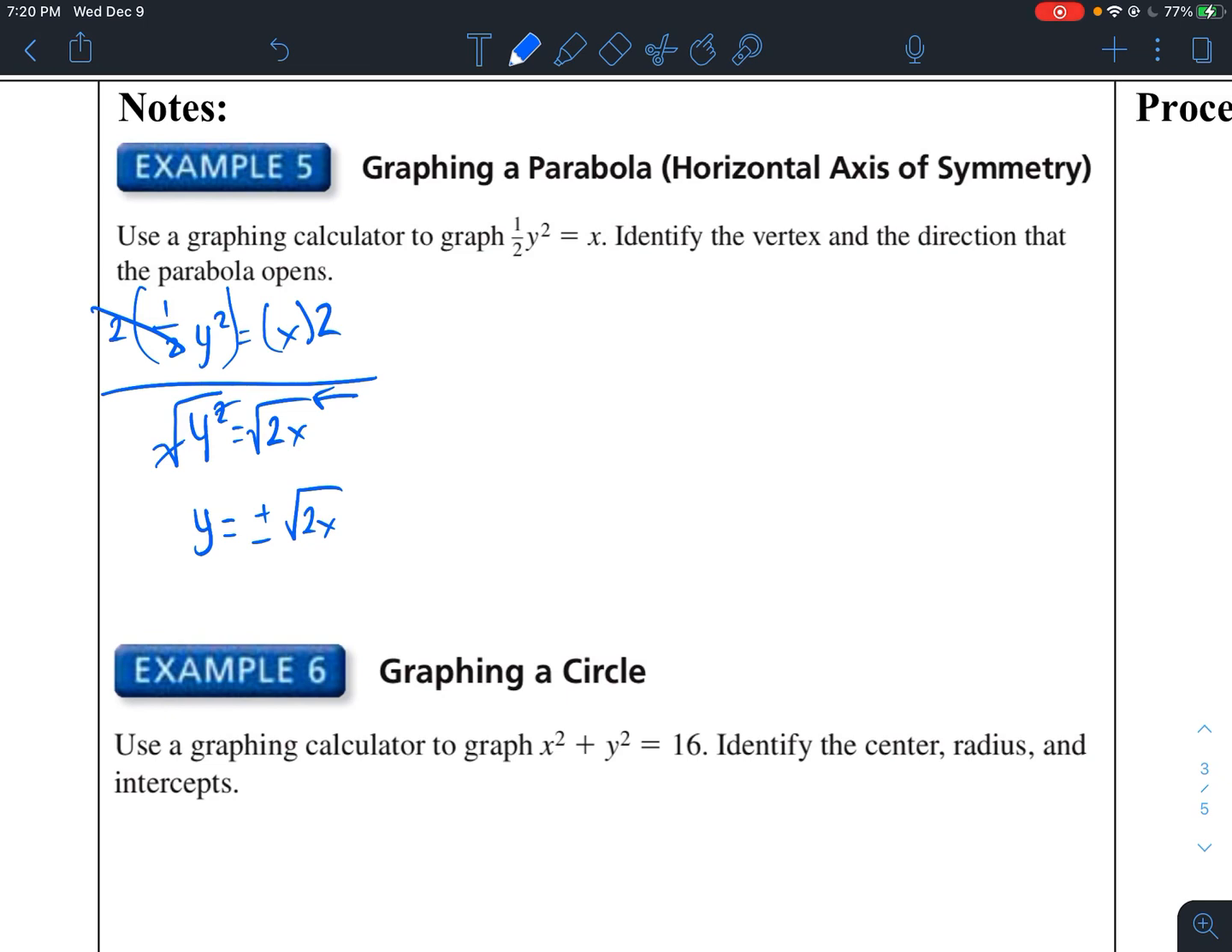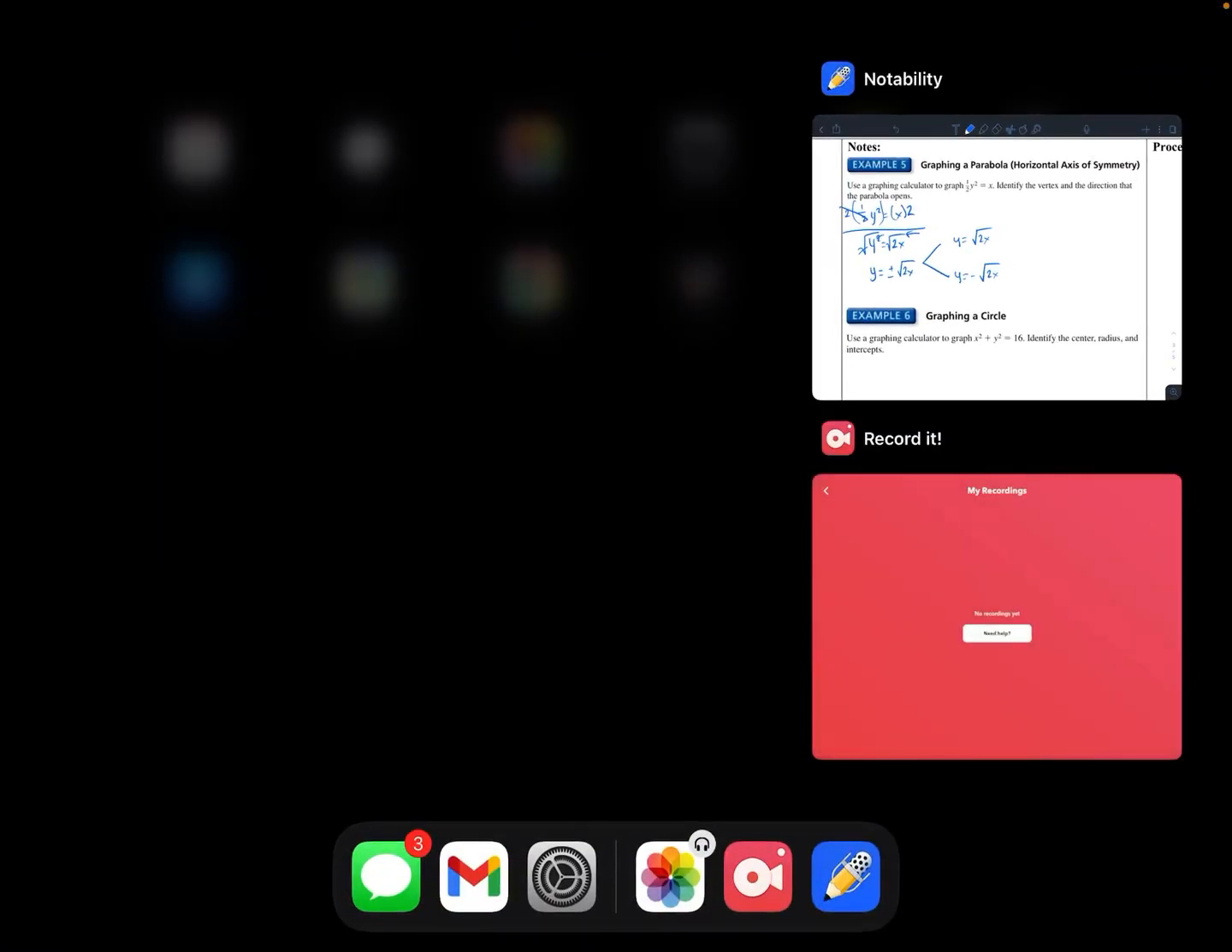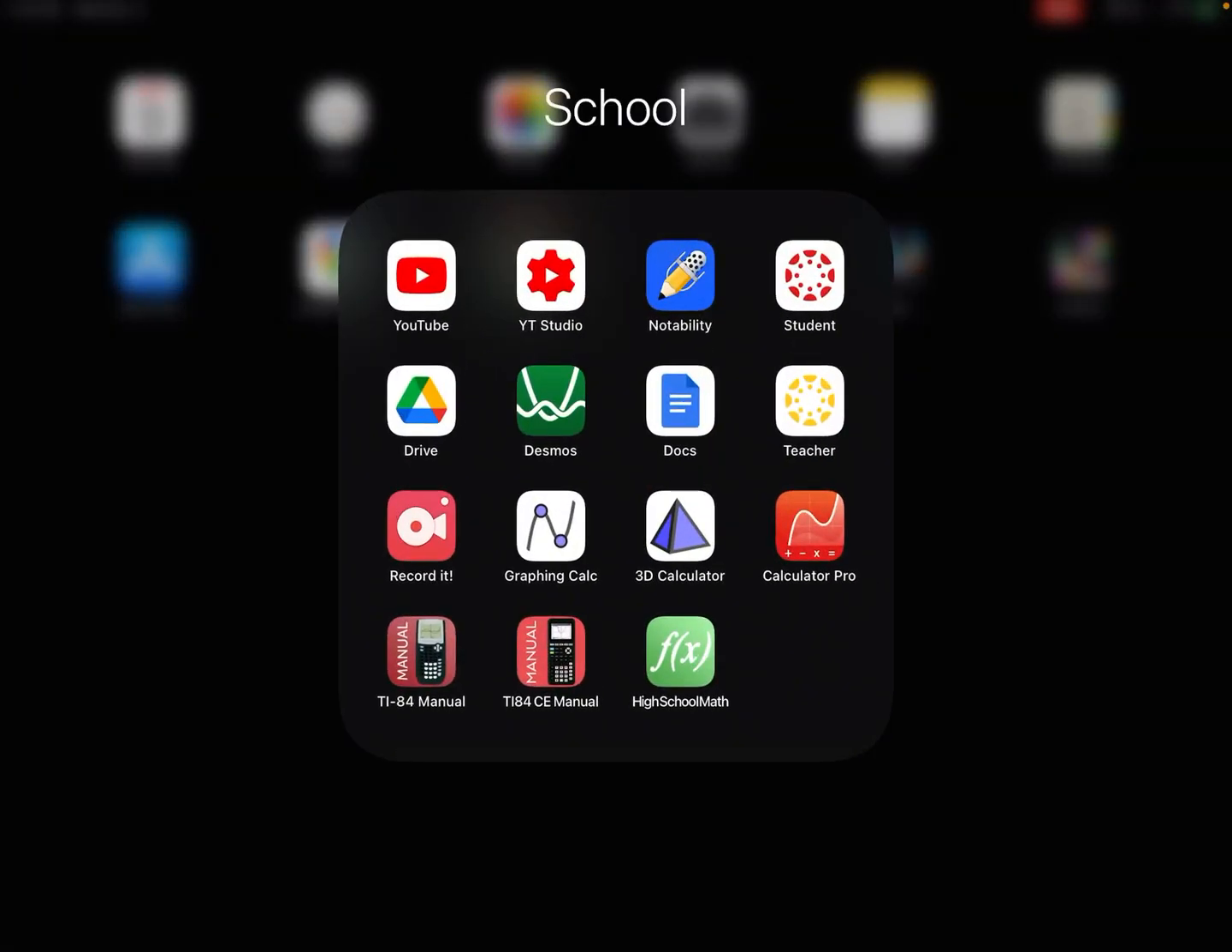Okay, so I actually have two different answers. I have y is equal to the square root of 2x, and then y is equal to negative square root of 2x. Let's think about why we might have gotten two answers here, and why that might make sense. So I'll pull up my calculator.